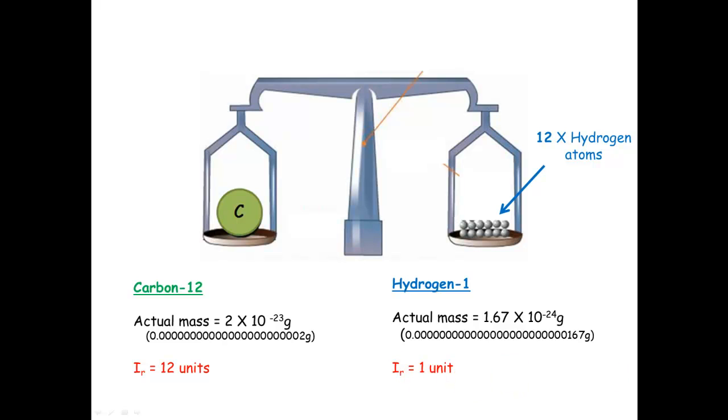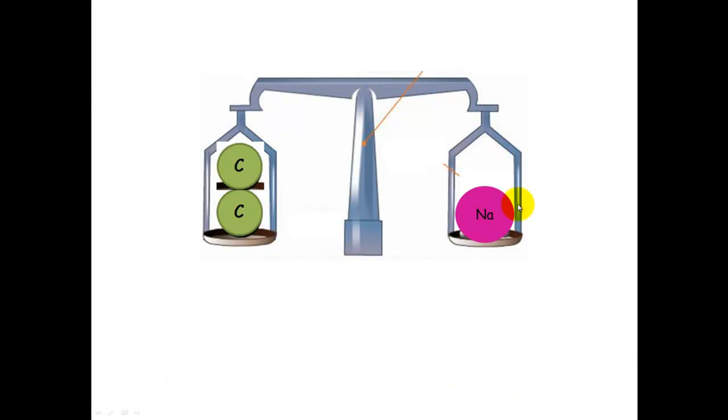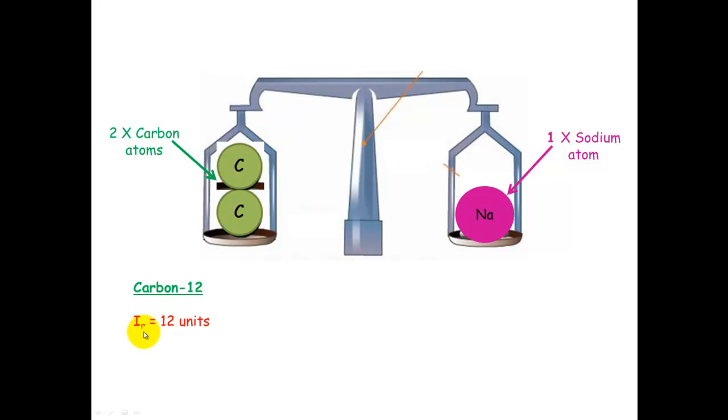Let's have a look at a second example. Here I've taken one sodium atom and it's got the equivalent mass of 2 carbon atoms. Now, we know that one sodium atom is equivalent to 2 carbon atoms, and we know that carbon-12 has a relative isotopic mass of 12 units. So therefore, the mass of one sodium atom is double the size. So sodium will have a relative isotopic mass of 24 units.